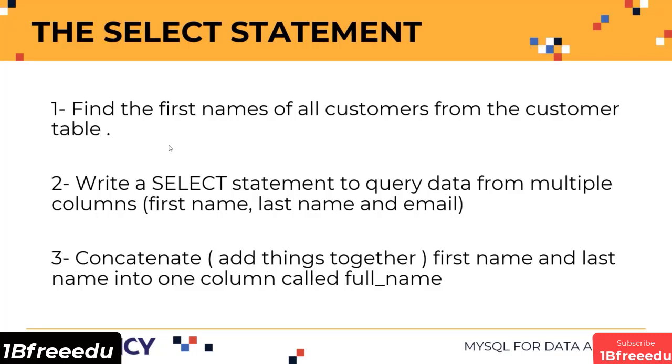Then we'll write select statements to query data from multiple columns like first name and last name, email, etc. Last, we'll join all the data together using concatenate and place it into one column called full name. So without further ado, let's jump into MySQL and run the queries.